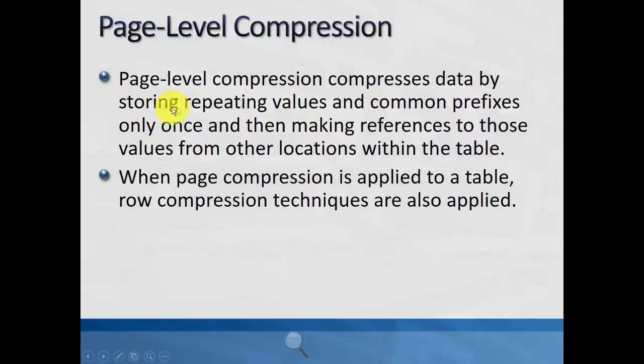Page level compression compresses data by storing repeating values and common prefixes only once, and then making references to those values from other locations within the table. Has anyone ever heard of the Windows 2012 feature called data deduplication? Anyone ever used it? The concept is exactly the same.